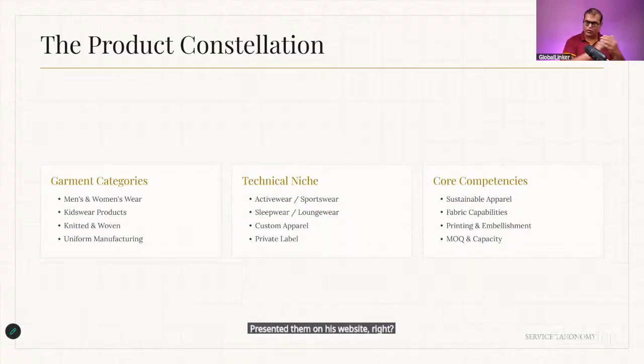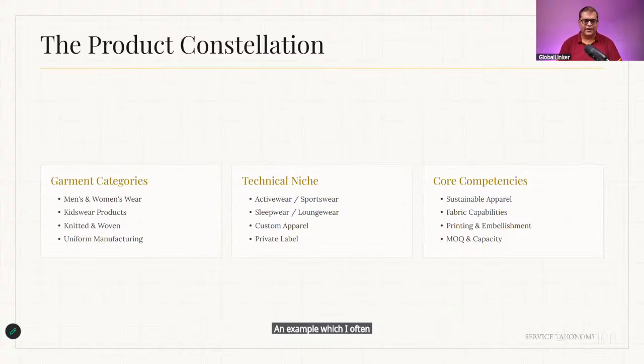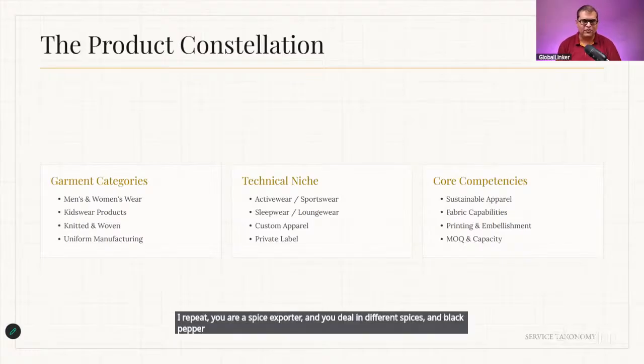So if there's a tomorrow buyer who's looking for a knitted product, that's where you are. If they're looking for uniform, that's where you are, right? So that's where you have to go beyond that. An example which I often give: imagine you are a spice exporter. I'll repeat, you are a spice exporter and you deal in different spices, and black pepper happens to be one of your strong products. You deal in black pepper, and you have the finest quality and all the varieties, etc.